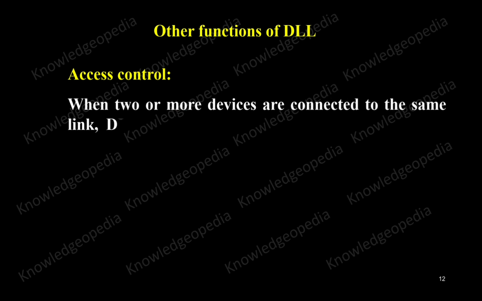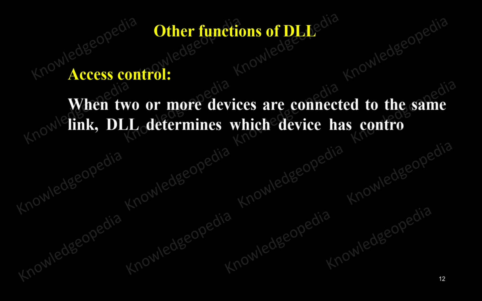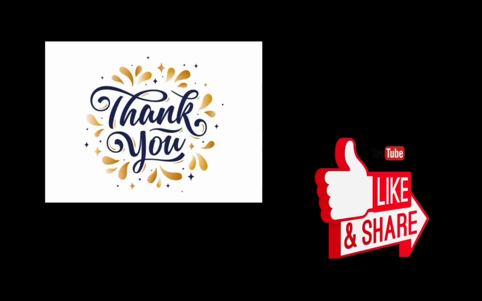Similarly, in a wireless medium or in a network, there should be a control mechanism so that collision can be avoided. When 2 or more devices are connected to the same link, the data link layer determines which device has control over the link at a given time. So these are the basic functionalities of the physical layer and data link layer we discussed in this lecture. We'll discuss the functionality of other layers in the coming lectures.